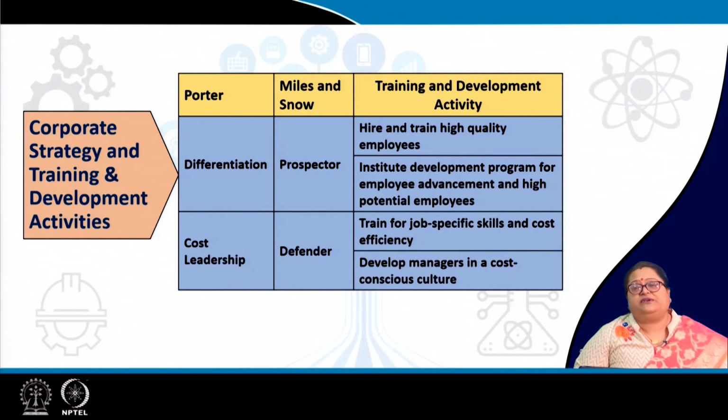Like when we find over here, according to Porter, the strategy is that of differentiation, and in Miles and Snow we find a prospector strategy. The training and development activity that gets connected to it is to hire and train high quality employees, and institute development programs for employee advancement and high potential employees. If it is cost leadership and defender, then we go for training for job specific skills and cost efficiency, and developing managers in a cost conscious culture. Now the trainer has to know these things and suggest these things to the organizations also.